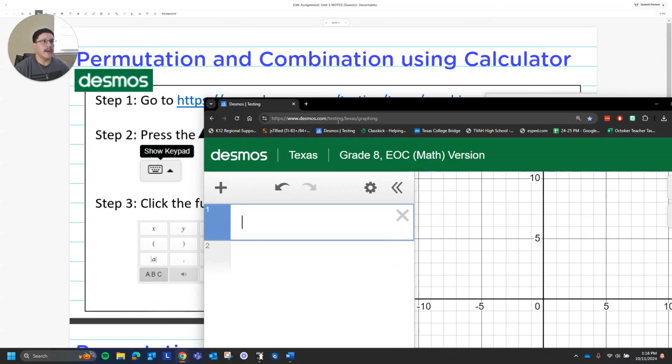So the Desmos calculator, you could just Google that up. I have the link right here if you can read that. And just make sure you're using the EOC Texas version, Texas EOC version.